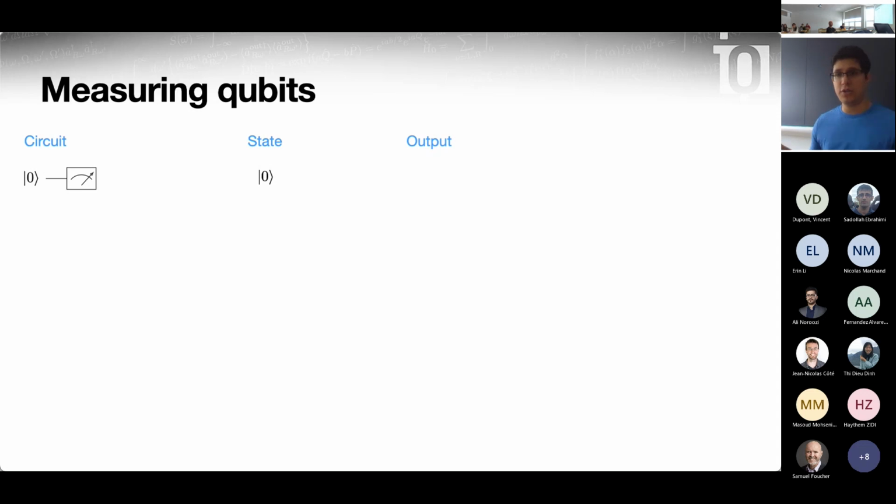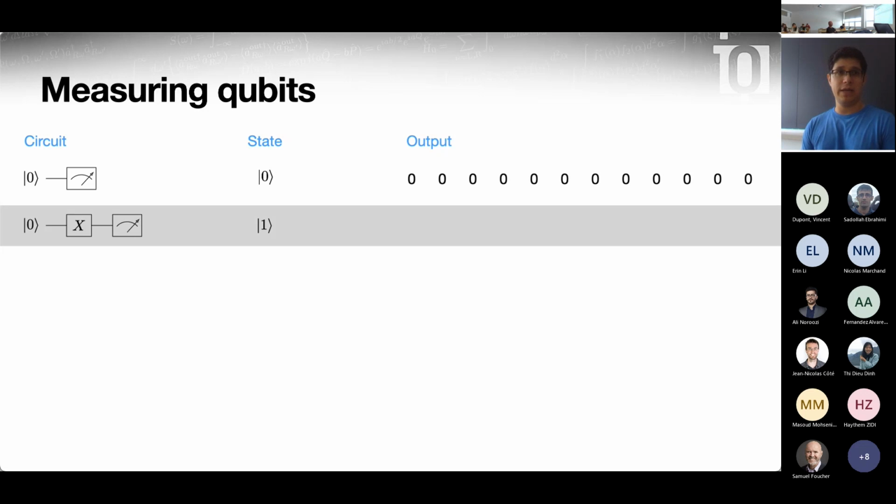Okay, so not tensor products, just 2-dimensional vectors, and let's start with the 0 state. What happens when I measure the 0 state? I can only obtain 0, because we know the state. So we know the Dirac notation for this. As an output, I run the circuit, I measure it, I get 0 again and again and again. Okay, what happens if I apply an X gate? This will produce the 1 state. I measure it and I'll obtain the 1 state all the time.